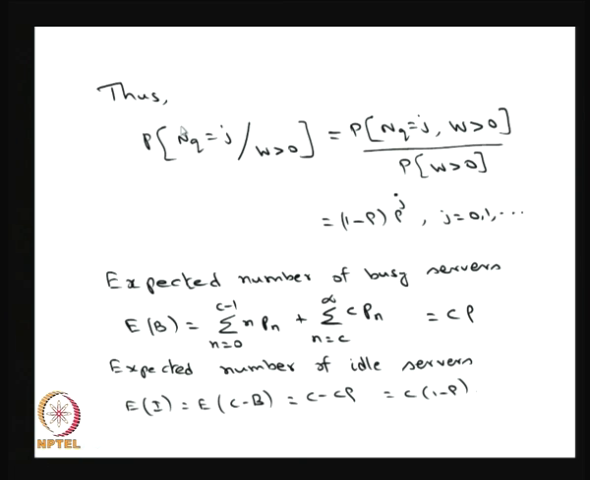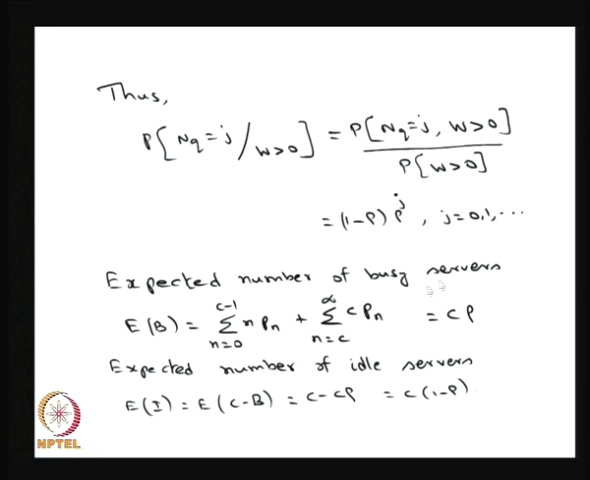Using that, I am finding the conditional probability: what is the conditional probability that there are J customers in the queue given that the waiting time is greater than 0? If I do a little simplification, I will get 1 minus rho times rho to the power J, where rho is lambda divided by C mu. This is nothing but the probability mass function of a geometric distribution. Therefore, this conditional probability is geometrically distributed with parameter rho.